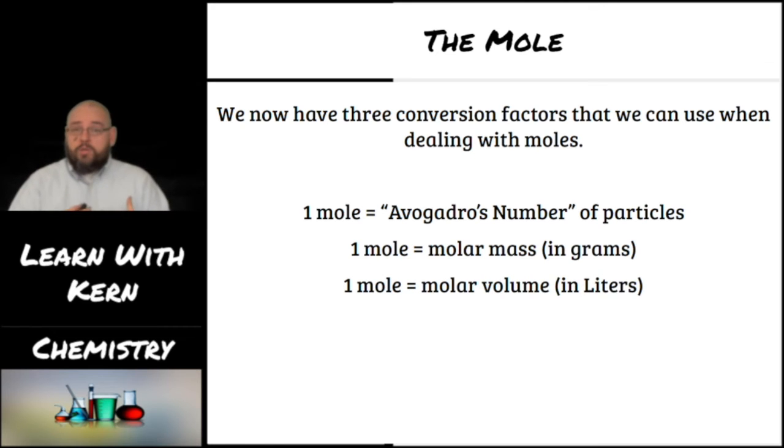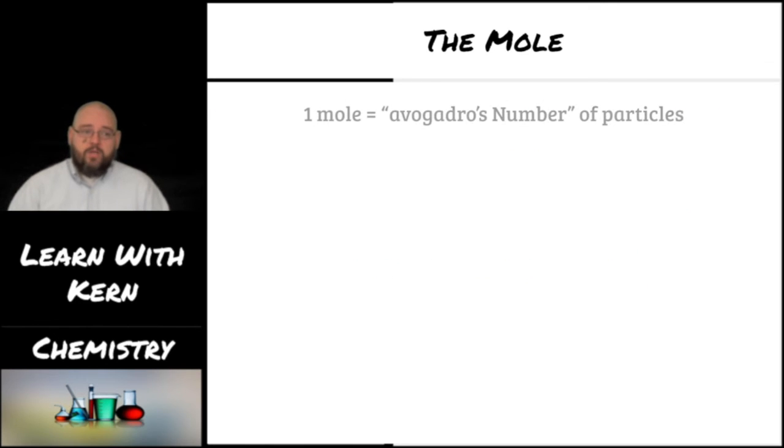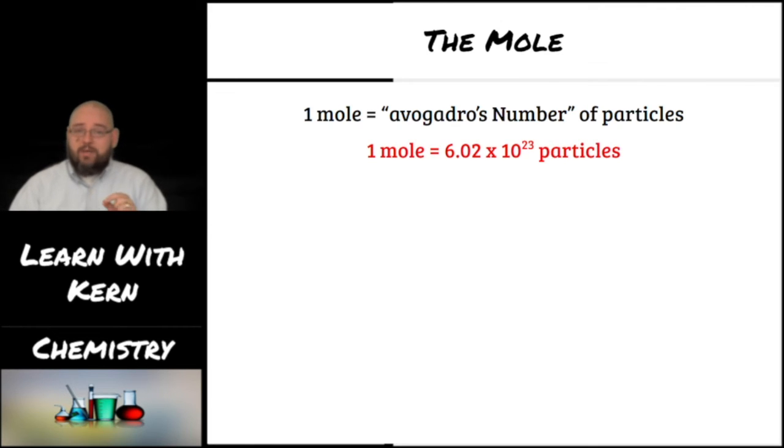And molar volume. 1 mole is equal to the specific molar volume in liters. So let's look at these conversion factors a little bit more. 1 mole equals Avogadro's number. That's 1 mole is 6.02 times 10 to the 23rd particles. Again, particles are atoms or molecules. Atoms if we're dealing with an element, molecules if we're dealing with a compound.